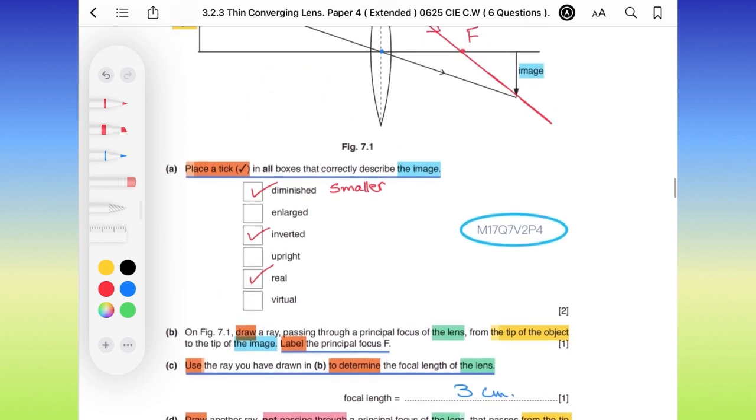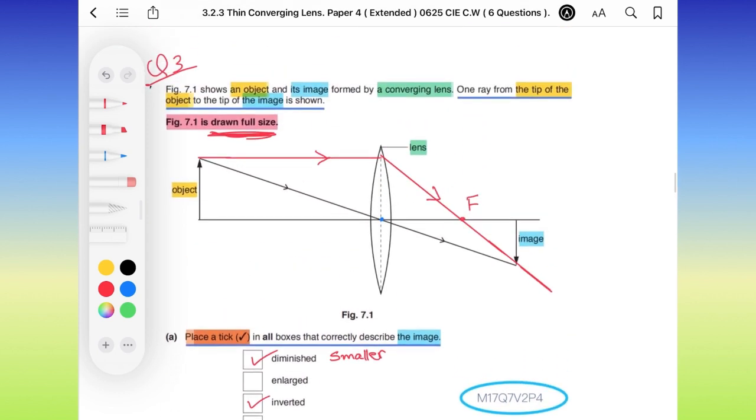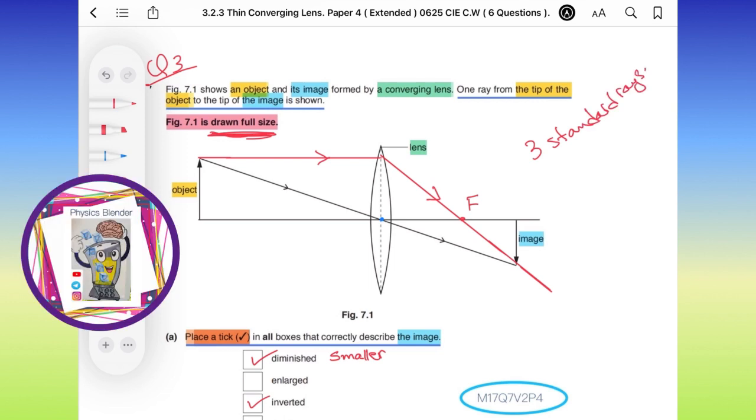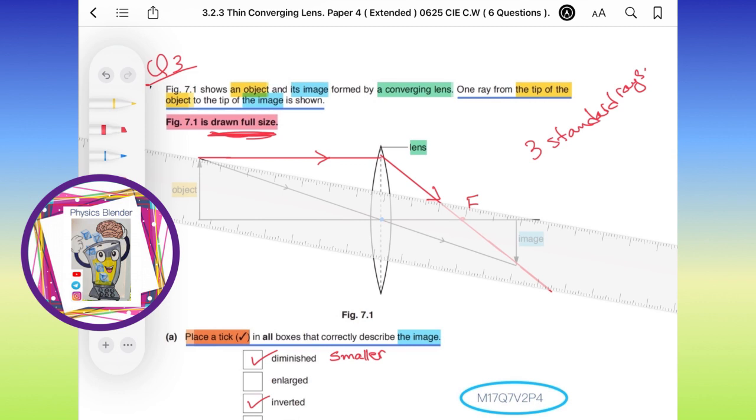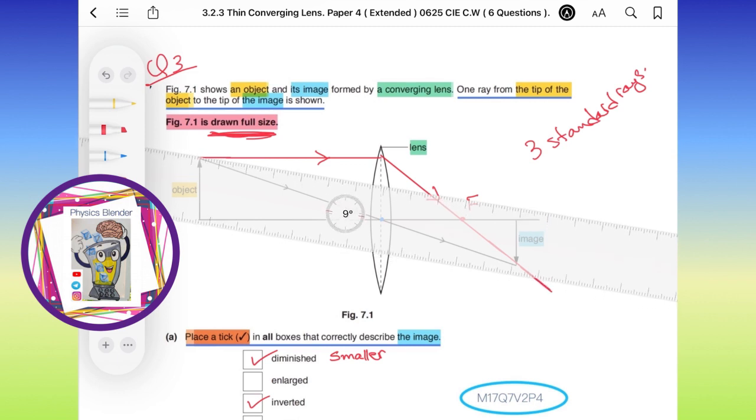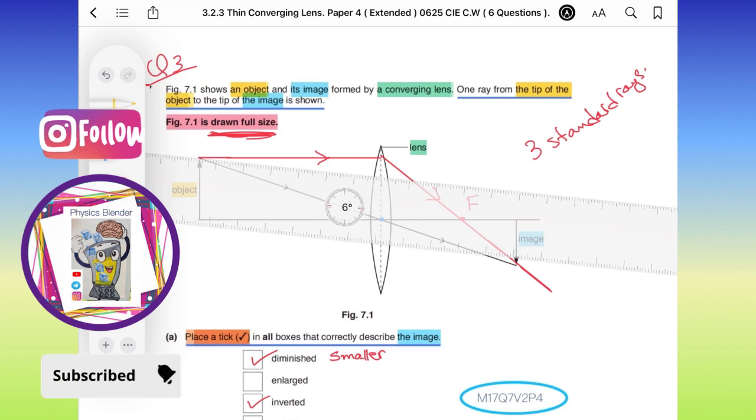The last part of the question, draw another ray not passing through a principal focus. Okay, how to draw this ray? It means you have to draw an extra ray, not one of the three standard rays. Not one of them. You have to draw an extra one. This extra one, you can draw it here from the top. It's not parallel to the principal axis.